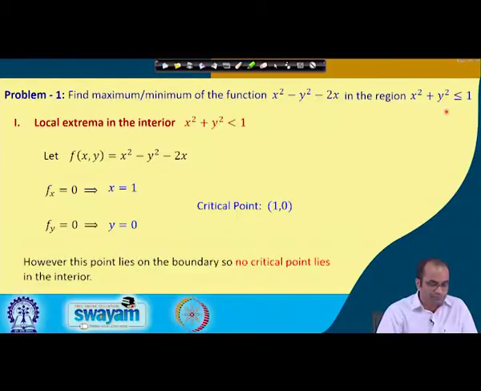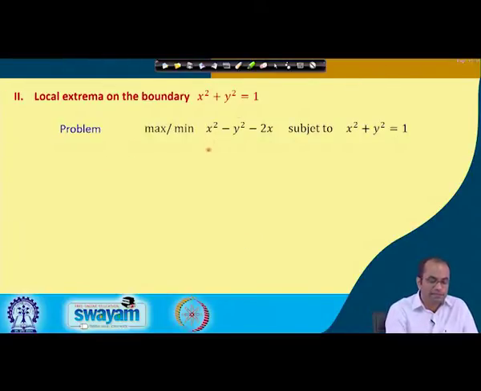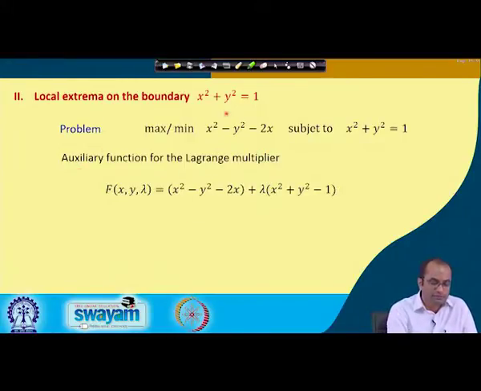So, the next problem is that we will look now for the local extrema on the boundary, x square plus y square is equal to 1. So, the problem is to find the maxima and minima subject to this condition, and that is the problem which we will solve using the Lagrange multiplier, because here we have exactly this constraint, x square plus y square is equal to 1. For that we have to define the auxiliary function, which will be this function itself, x square minus y square minus 2x, plus lambda times this constraint, x square plus y square minus 1.